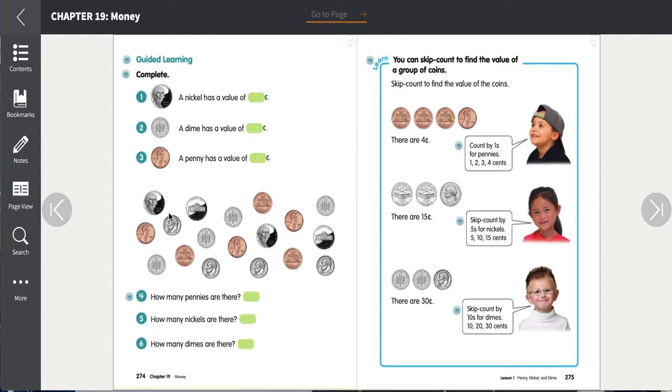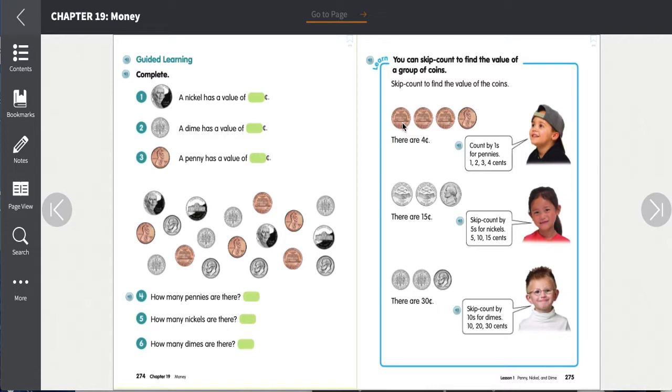If you want to get really tricky, you could count up how much the value of all of this is in pennies, nickels, dimes, and all together. That would be a great extension activity. And here we are learning to skip count in order to figure out how much money there is, or the value of the coins. So 4 cents.